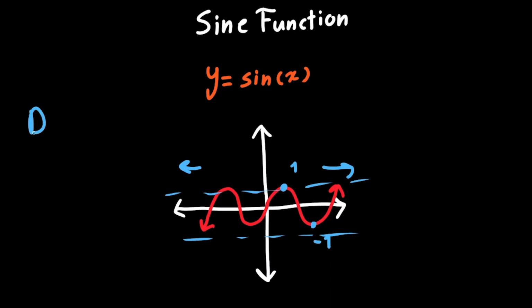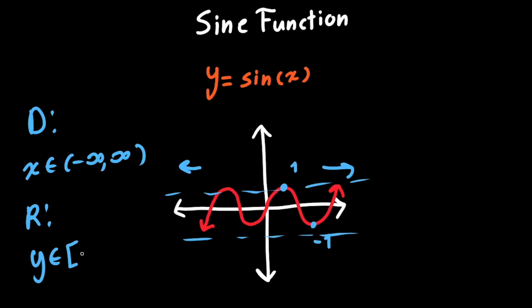So we can see over here that the domain is very easy and includes all real numbers from negative infinity to infinity, but the range is different. For this particular parent function of the sine function, y includes everything from -1 to 1.